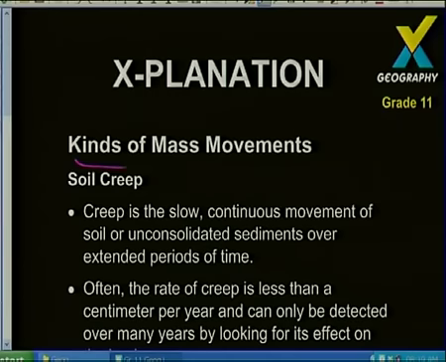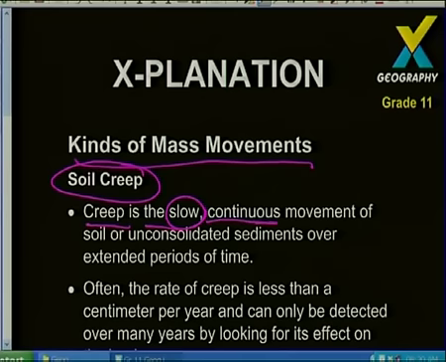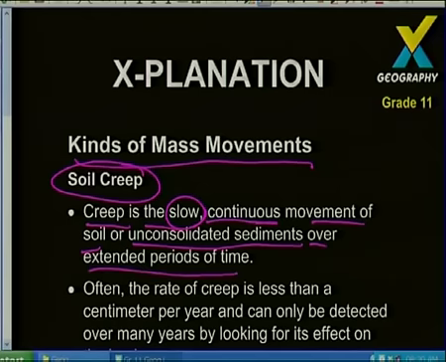Now let's look at the kinds of mass movements. The first type of mass movement is described as soil creep. Creep is the slow, continuous movement of soil or unconsolidated sediments. These are sediments that are not joined together, moving over an extended period of time. Soil creep is a slow type of mass movement of loose material down a slope.